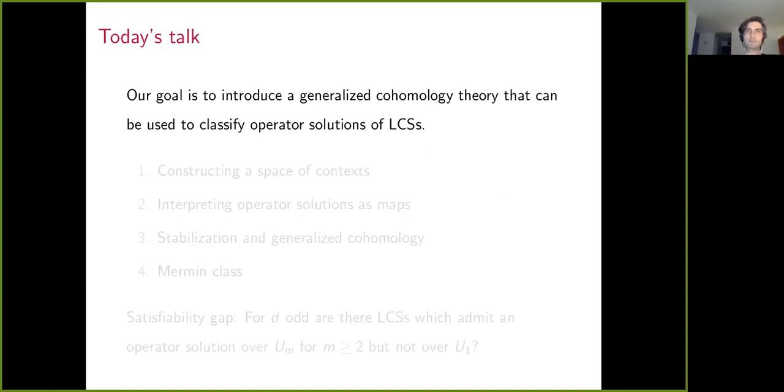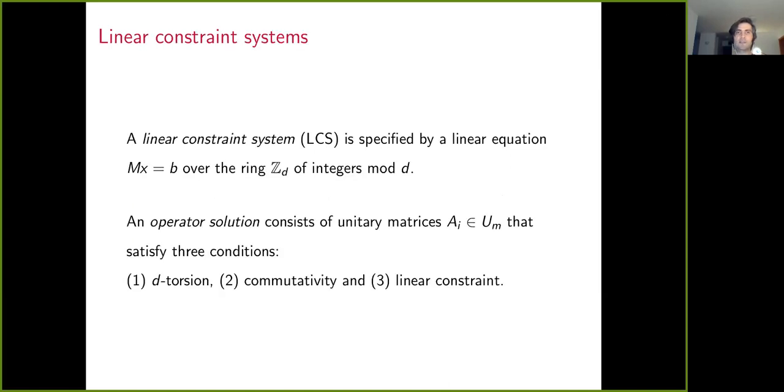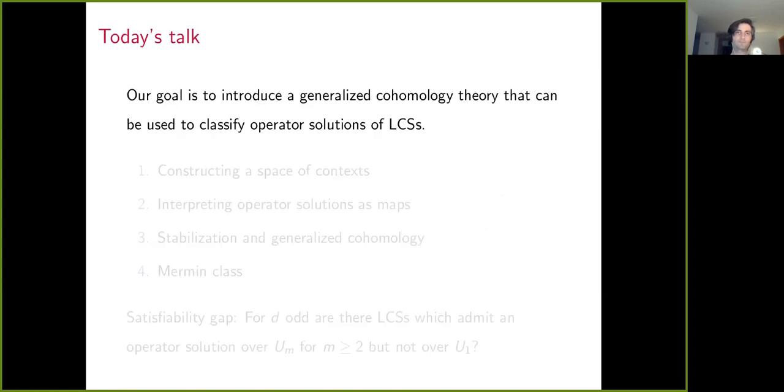Today, as I said, a generalized cohomology theory is going to be constructed. And the classes in this generalized cohomology theory are going to correspond to operator solutions of linear constraint systems. Essentially, these are collections of unitary matrices with these three properties.